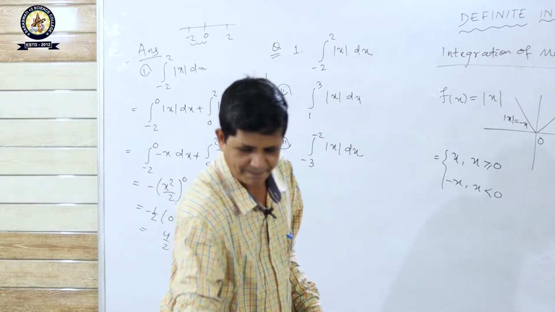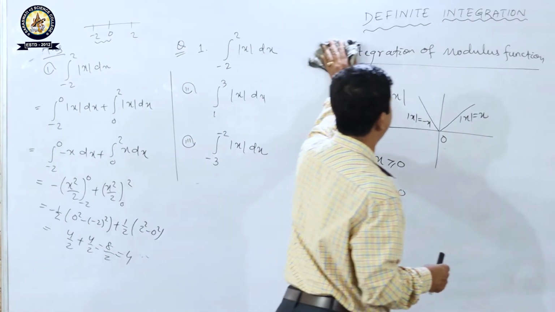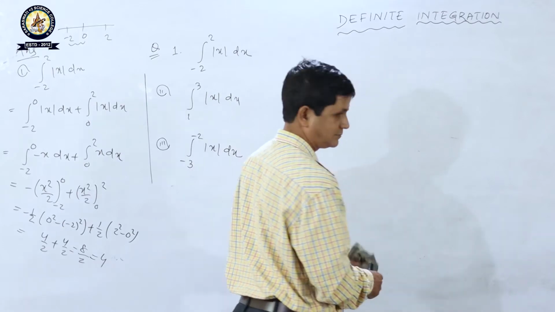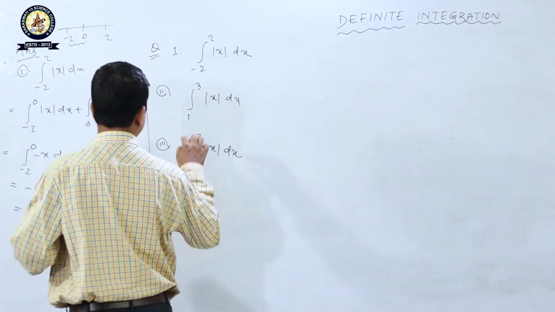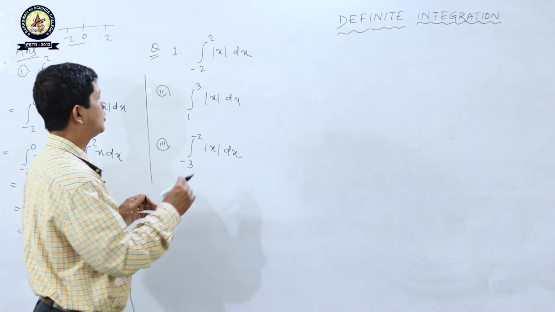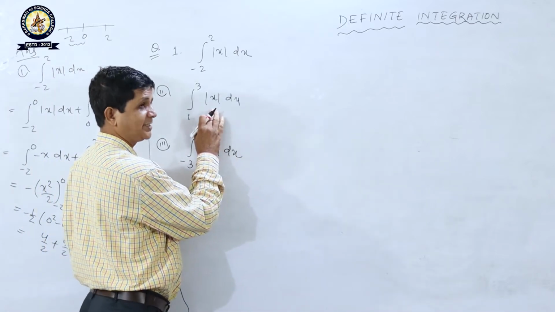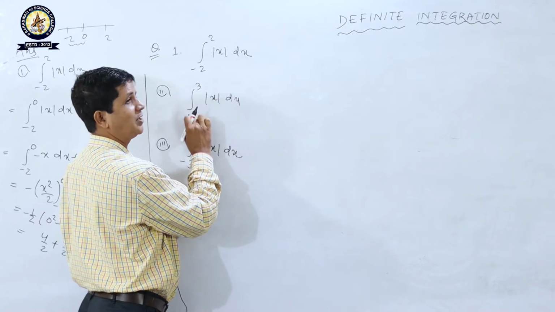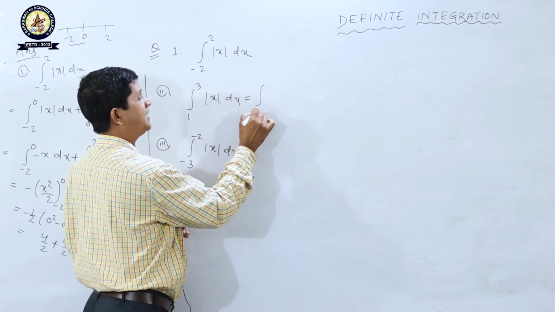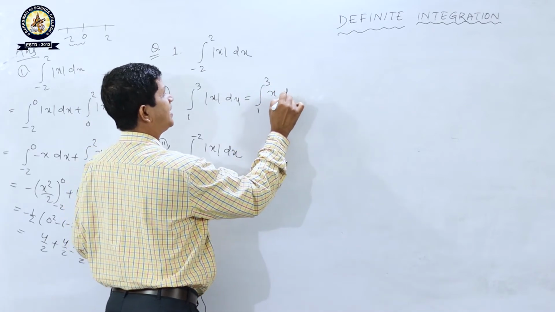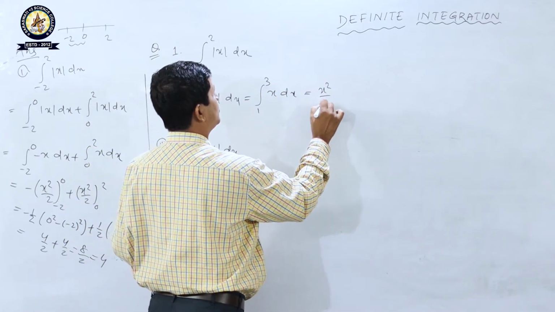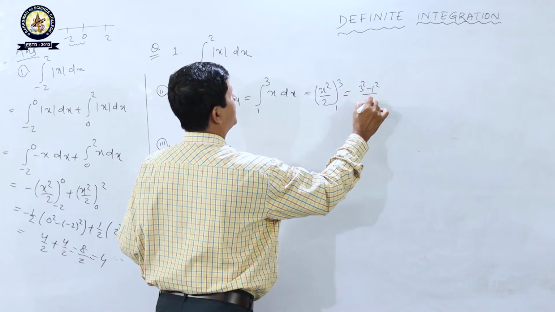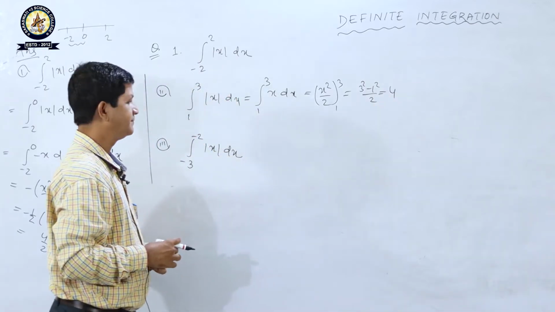Come to the second bit. Look at both 1 and 3 are positive. So if both are positive, here it is 0 at x is equal to 0, and these are the 2 points at the right side of the 0. So at the right side it is positive, 1 to 3 x dx, x square by 2 from 1 to 3, 3 square minus 1 square by 2, 8 by 2, that is 4.